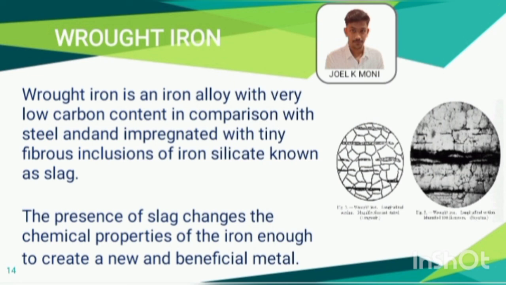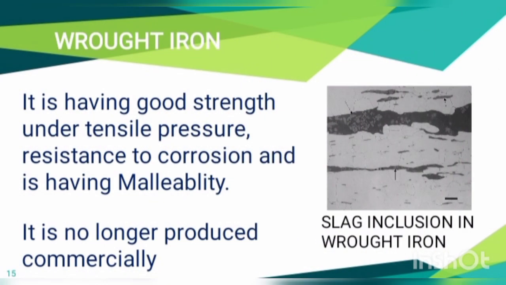So, wrought iron is an iron alloy with a very low carbon content in comparison to steel and impregnated with tiny fibrous inclusions of iron silicate known as slag. The presence of slag changes the chemical properties of the iron, which is enough to create a new and beneficial metal. Wrought iron is a term that is confusing since it refers to both a type of metal and a process of formation. It has good strength under tensile pressure, resistance to corrosion, and malleability.